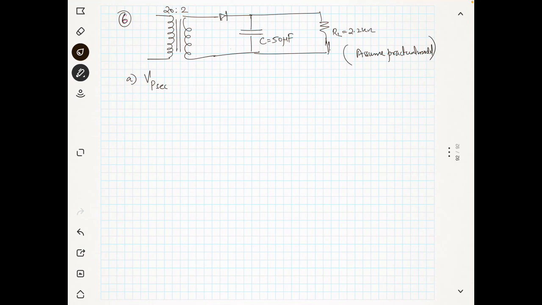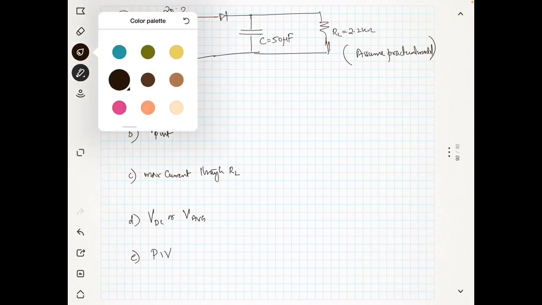Okay, now VP secondary. Second part of the question, VP out. Then the third part of the question is maximum current through RL. Then the fourth part of the question is the VDC, or another name is V average. And the last part of the question is the peak inverse voltage. So we will solve this problem now.